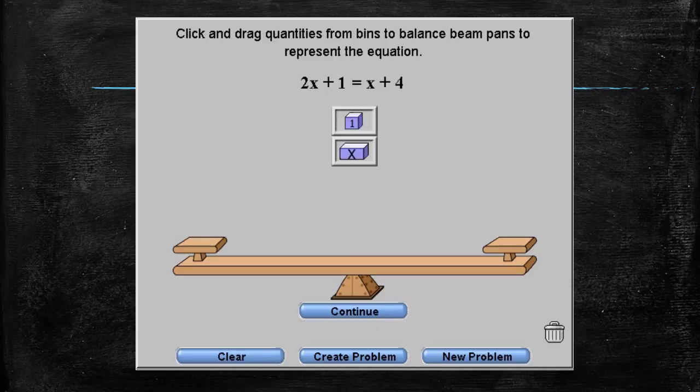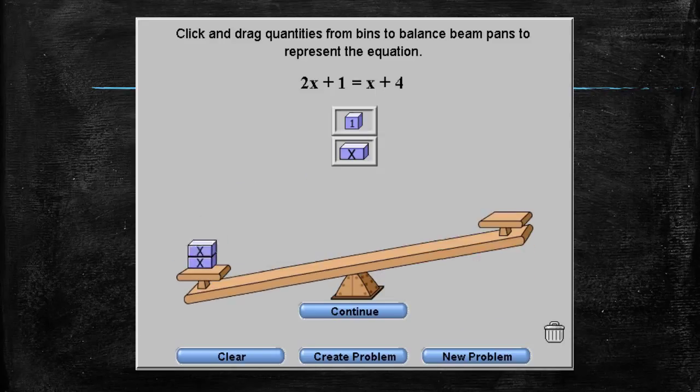Okay, it's important to note that even if you can work the problem out in your head, you cannot go directly to the solution. You must walk through each step of the problem. So, to represent our 2x plus 1 on our balance scales, we will put 2x blocks and 1 1 block. And on the right side of the scale, we will represent the x plus 4. So 1x and 4 1s.